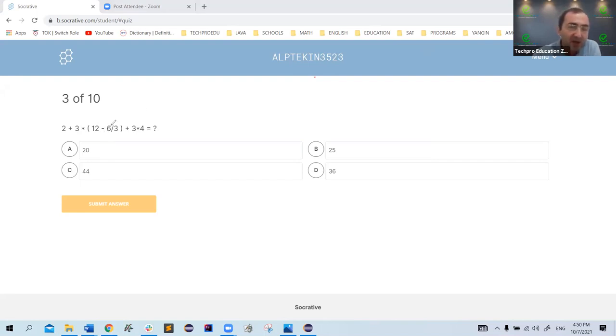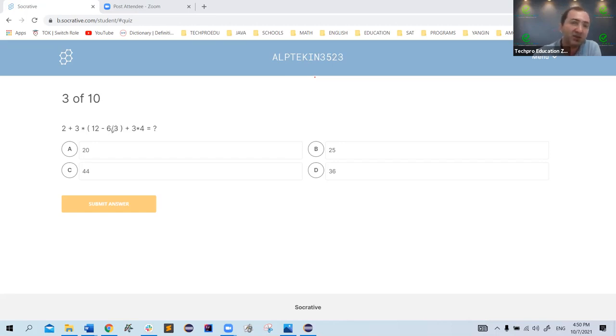Okay. So what was the order of operations? Let's remember. First, we start inside the brackets. We find the result inside the brackets. Look at inside the brackets, we have 12 minus 6 divided by 3. There is subtraction and division together. First, we do the division operation. Remember, if there are multiplication, division, subtraction, and addition, first we do multiplication and division, then when we finish them, we do addition and subtraction.